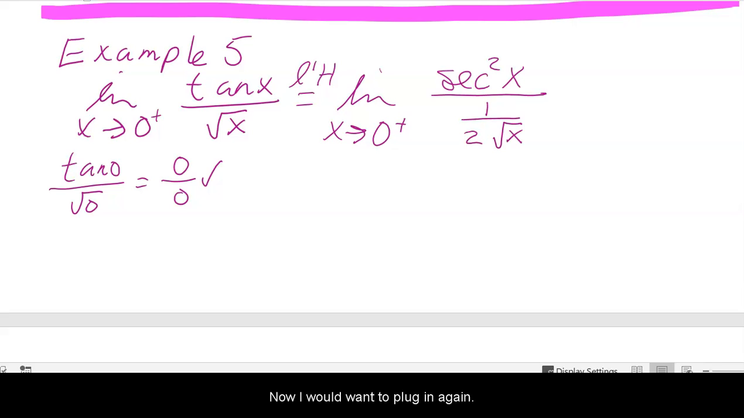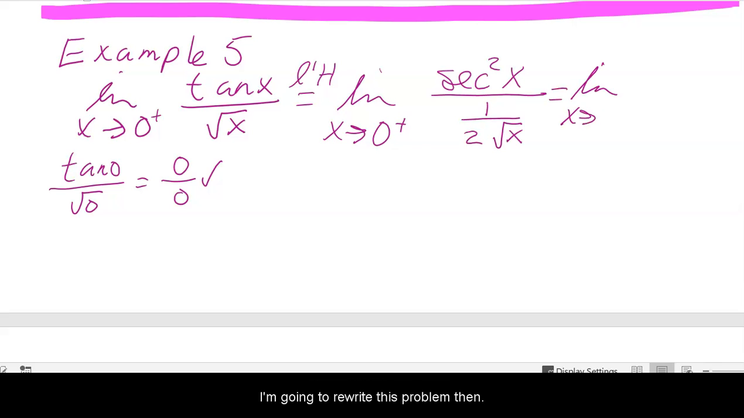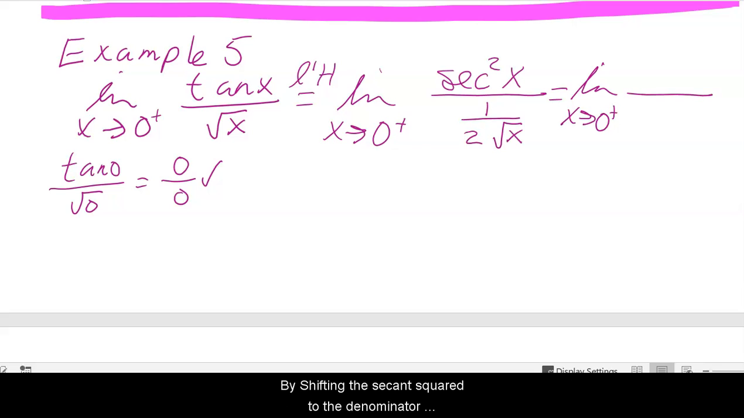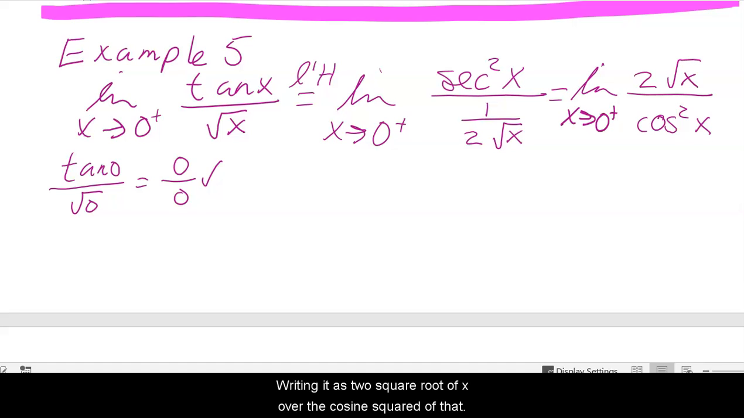Now I would want to plug in again. Before I plug in, though, notice that I have secant squared, which is 1 over cosine squared, and I have a complex fraction in the denominator. Before I do any plugging in, I want to do some algebra to clean this up. I'm going to rewrite this problem by shifting the secant squared to the denominator as cosine squared of x, and by switching the bottom of the bottom to the top and writing it as 2 square root of x over the cosine squared of x.